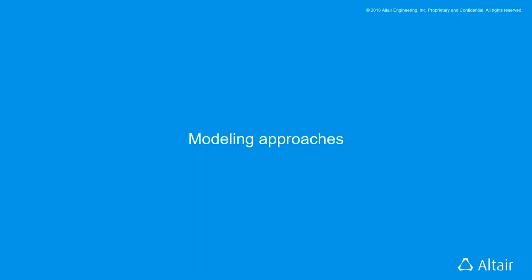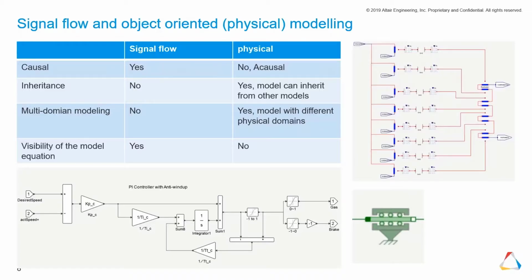So now we will talk about two different approaches to creating systems. This is not going to be a very detailed lecture about it, but it's pretty important today. So what you can see here is a table. On the left side, we have the signal flow. On the right side, the physical modeling, also called object-oriented modeling or component modeling. So the main difference is that signal flow-based modeling is causal, and physical modeling is acausal. I will go more into detail on the next slide.